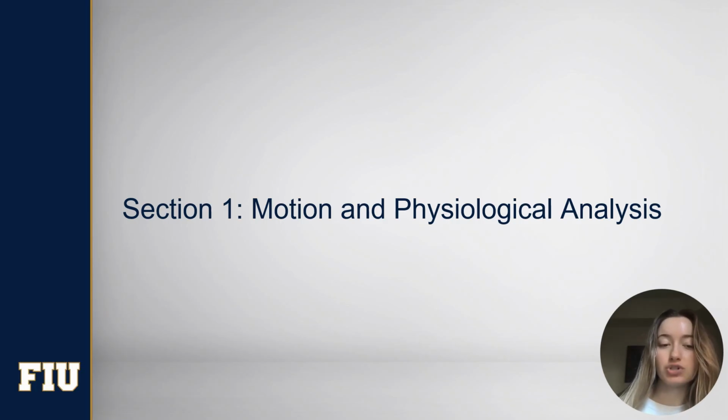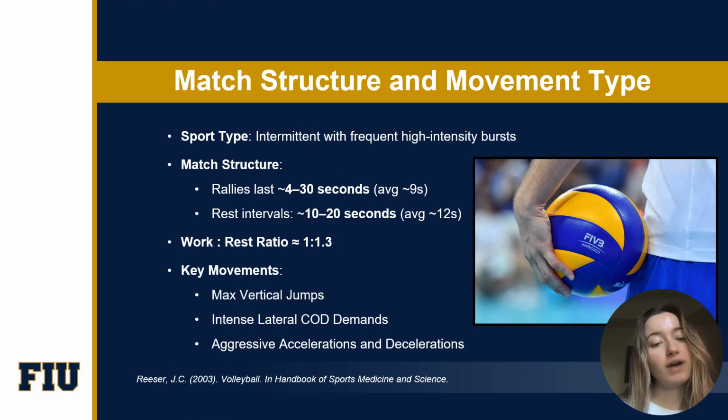Volleyball is a sport built on short bursts of max intensity, separated by relatively brief rest periods. Every play demands precision and reactive agility. Matches involve rallies that last anywhere from 4 to 30 seconds, with an average around 9 seconds. Between rallies, there's about 10 to 20 seconds of rest, leading to a work to rest ratio of roughly 1 to 1.3. Players repeatedly perform max vertical jumps, lateral changes of direction, and rapid decelerations, making it a highly reactive sport.